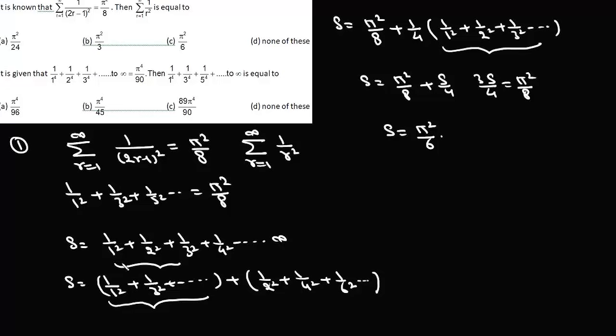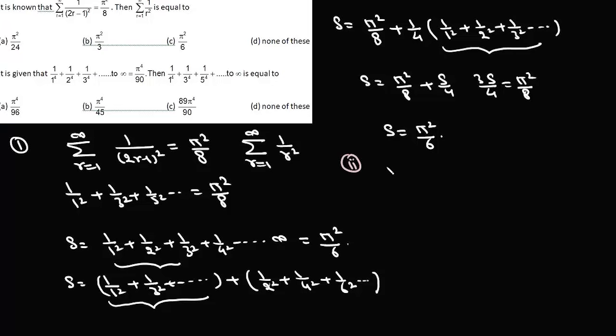So the value of this sum, 1 upon 1 square plus 1 upon 2 square plus 1 upon 3 square up to infinity, is pi square by 6. That is one of the very famous problems known as the Basel problem, and we have already made a video on how to prove that 1 upon 1 square plus 1 upon 2 square and so on is equal to pi square by 6. Now we are given the second question.